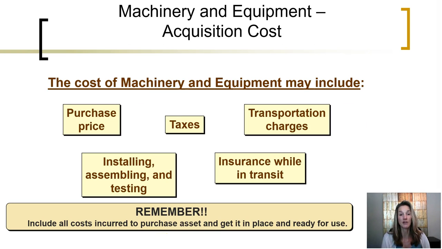Machinery and equipment is another long-term asset that companies purchase or acquire for use in daily operations. The cost of machinery and equipment that is recorded as an asset may include its purchase price, plus any taxes paid, transportation charges to get the machinery and equipment to the company, insurance while it is in transit, and any installing, assembling, and testing costs. It all comes back to that general rule. Include all costs incurred to purchase the asset and get it in place and ready for use when calculating the cost upon acquisition.